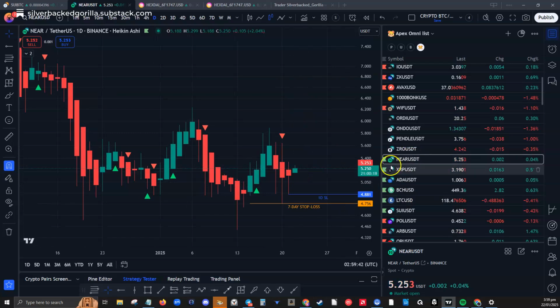NEAR Protocol is long there. It's short here. It's not short here. It's a conflict straight away, so forget it.